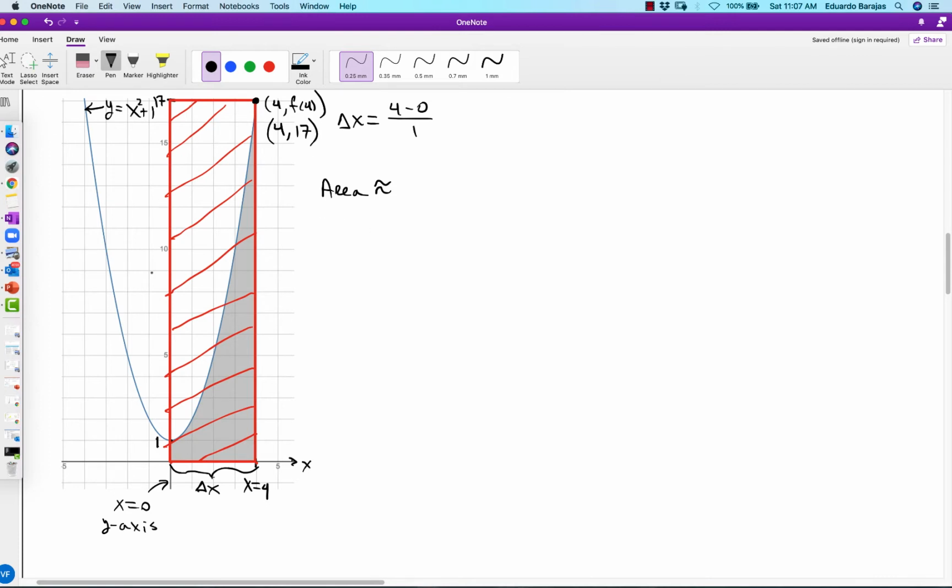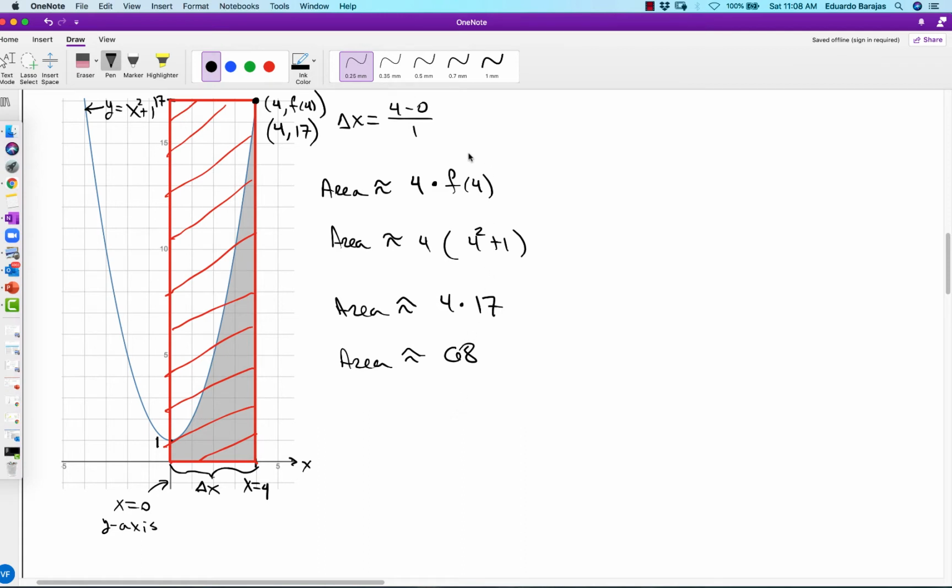Good. So that area, this big rectangle, is approximately equal to 4, which is the base, times the height, the height being f(4). So the area is approximately equal to 4 times (4 squared plus 1), which means that area is approximately equal to 4 times 17, or approximately 68.